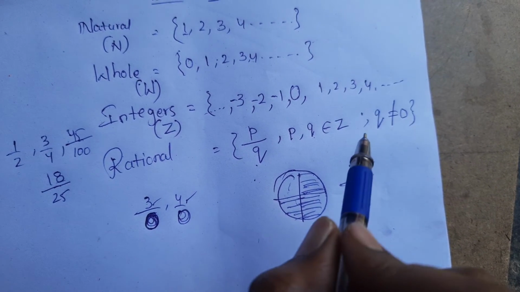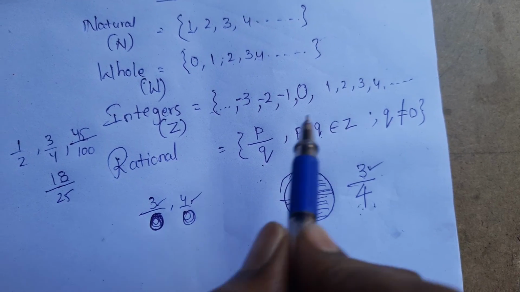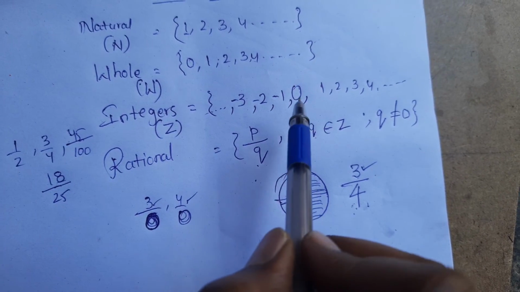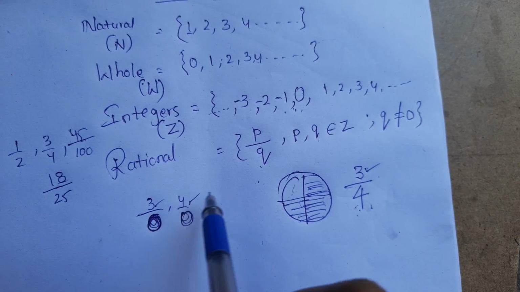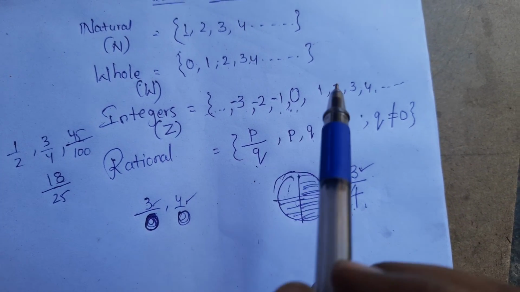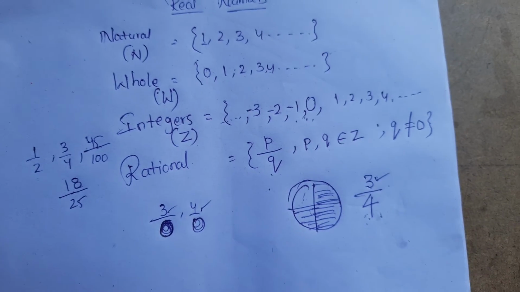Why do we say separately that Q should not be 0? Because in integers there is a 0, but in rational numbers Q should not be 0. Remember this one point.